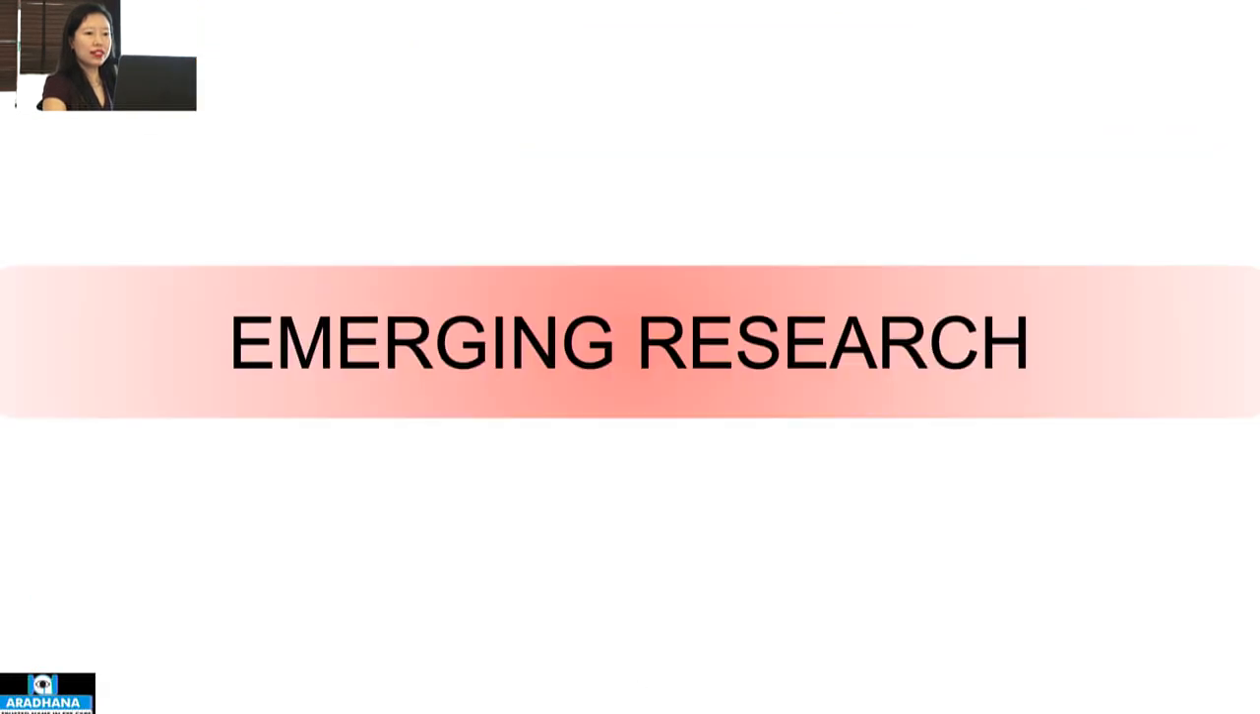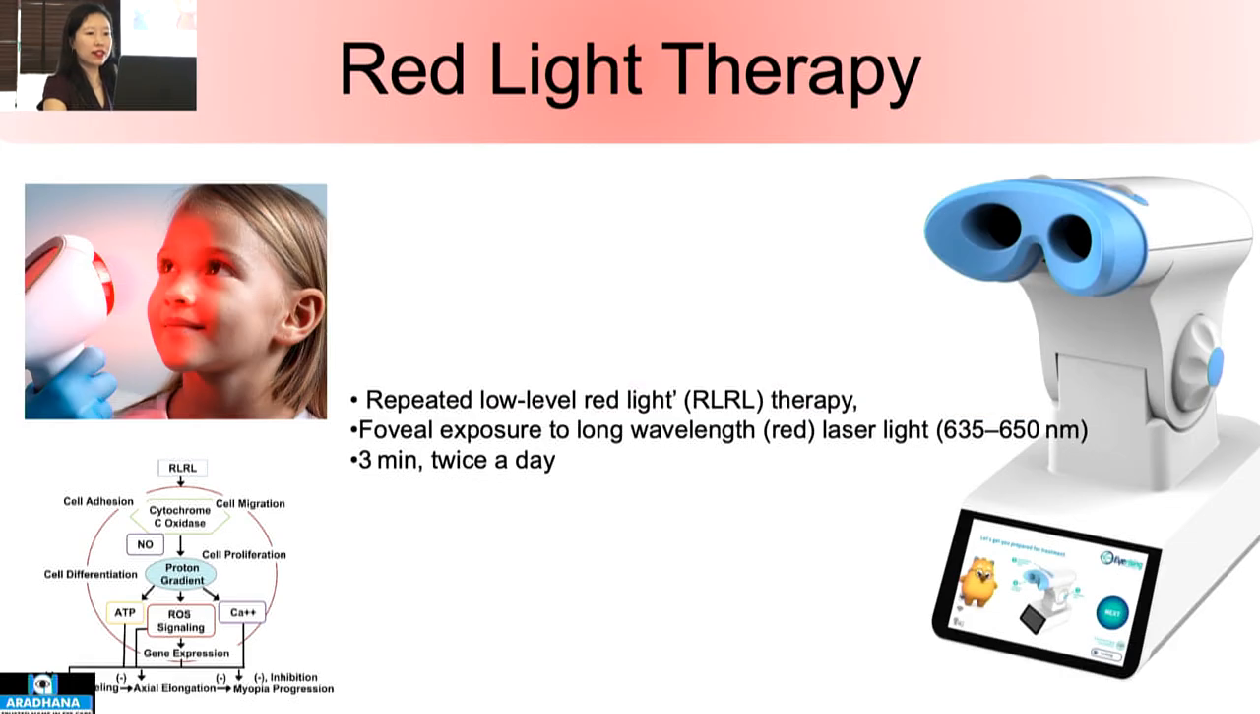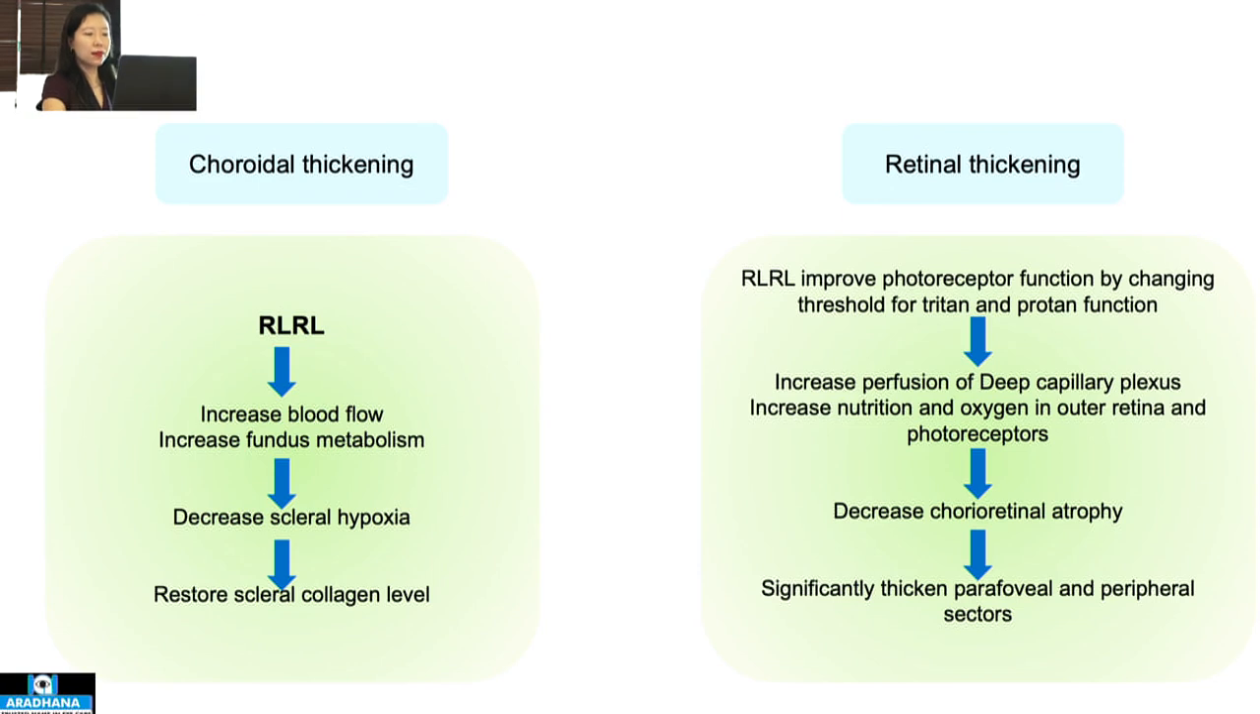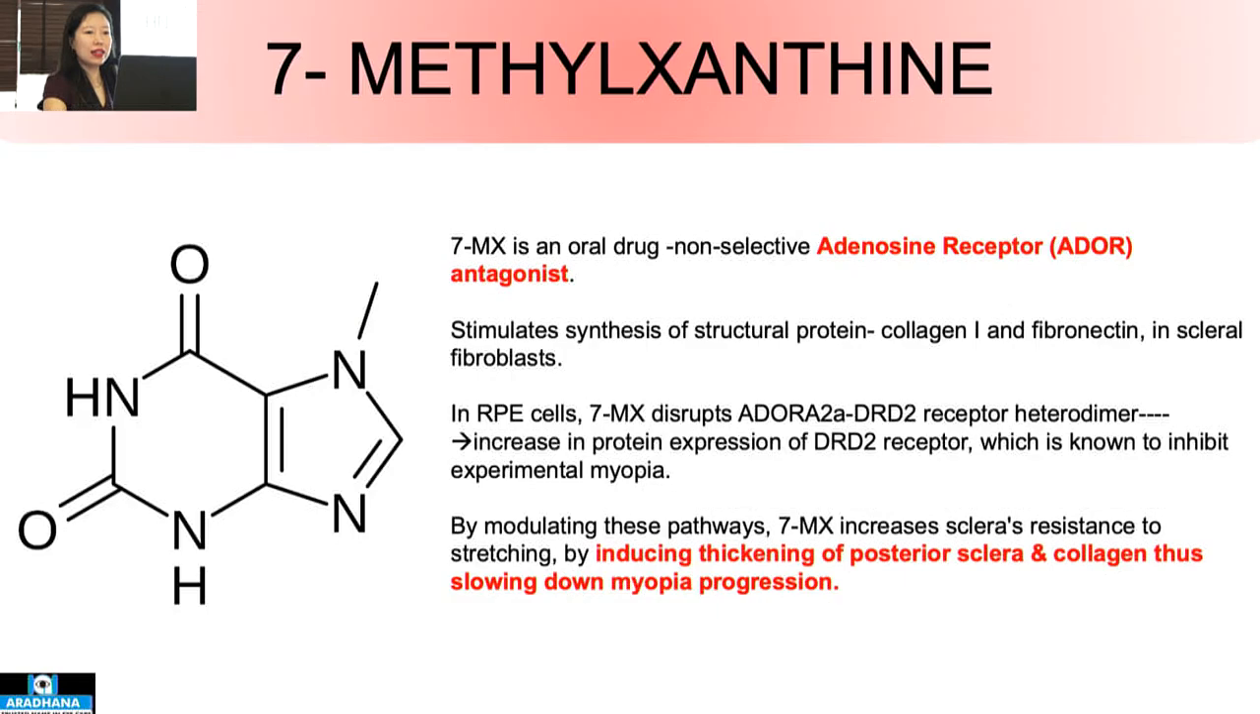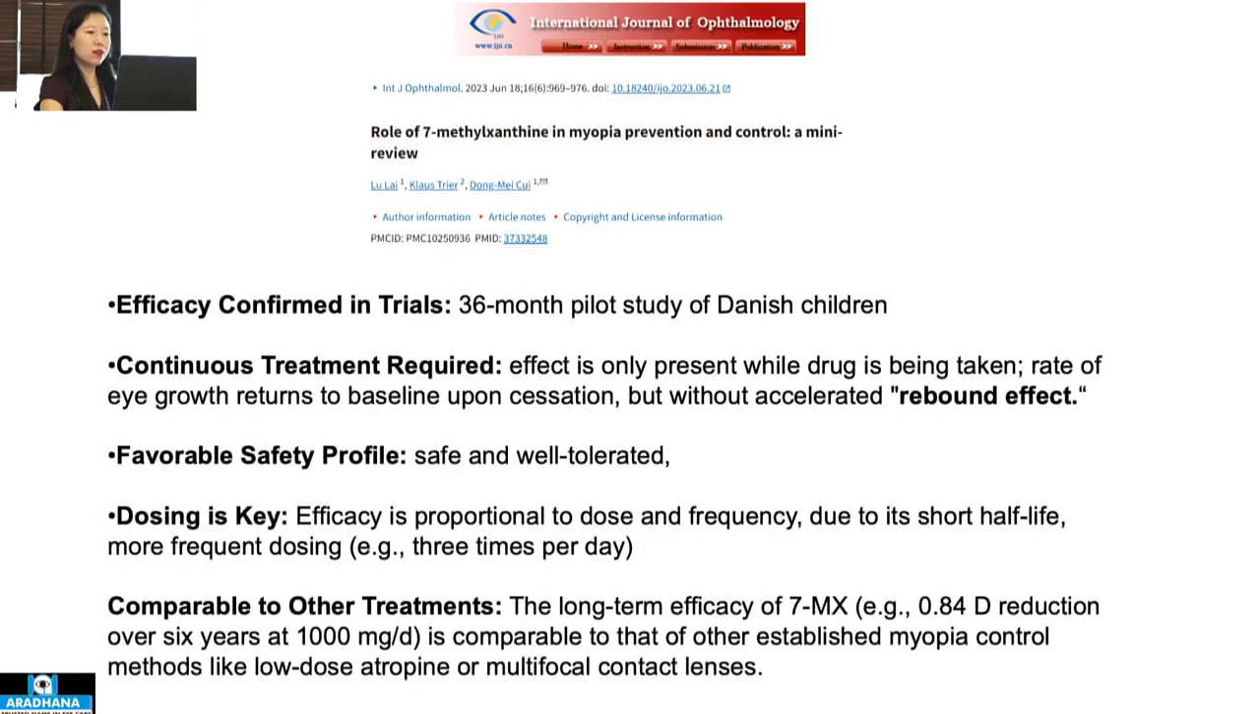The dose is OD. In emerging research we have two, that is red light therapy and 7-methylxanthine. Red light therapy is given for about 3 minutes twice a day, and the mechanism is that it acts by increasing the choroidal thickening and retinal thickening, which will slow the axial progression. Then we have 7-methylxanthine, which is an adenosine receptor antagonist. It also induces thickening of the posterior sclera and collagen, and thus slows down myopia progression. But this research is still underway, and several studies have to be done on safety. Only one study has been done.